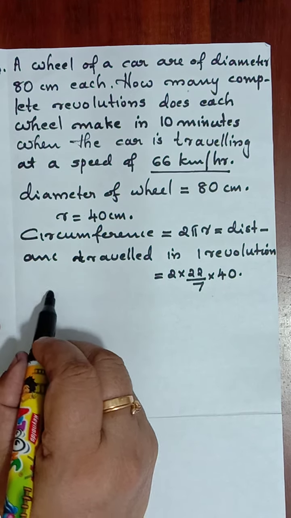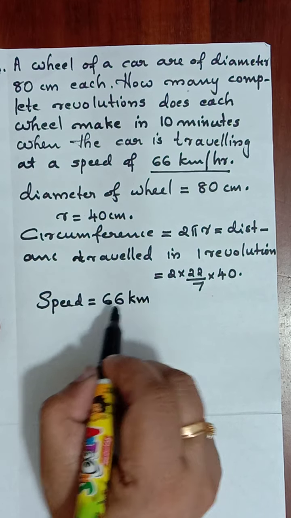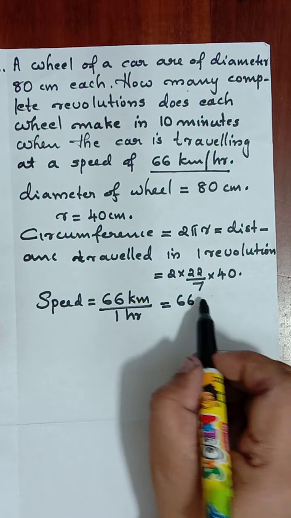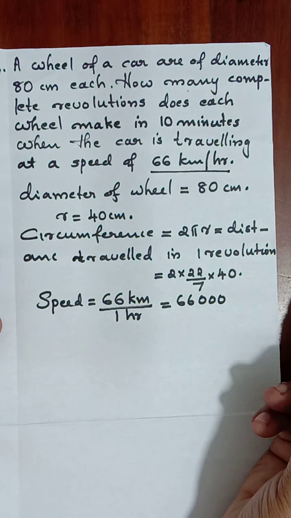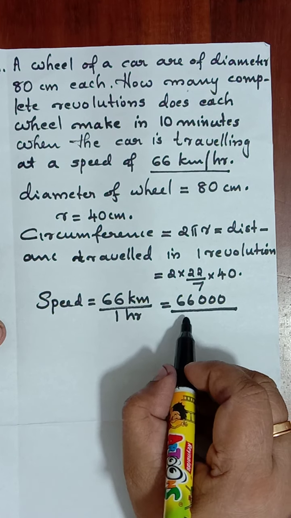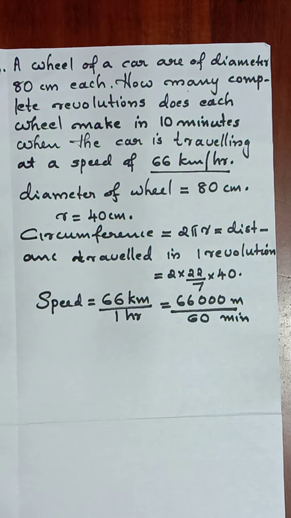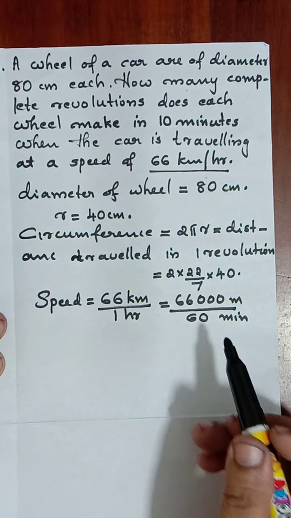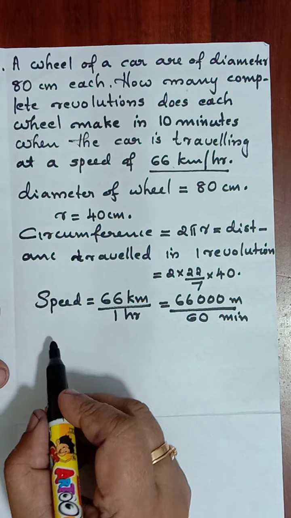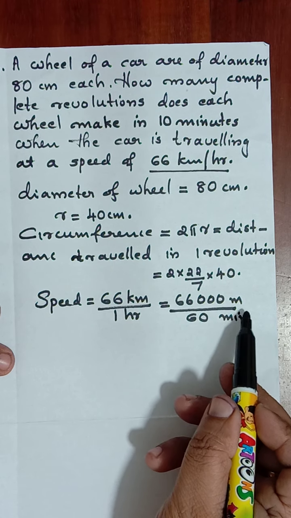Now we have to see what is the speed of this car. Speed is equal to 66 kilometer per 1 hour. That is the same as, when we convert it into meters, 66 into 1000 we have to multiply, then divided by 1 hour which is 60 minutes. This comes in meter per minute. That means speed of car is 66,000 meter in 60 minutes.